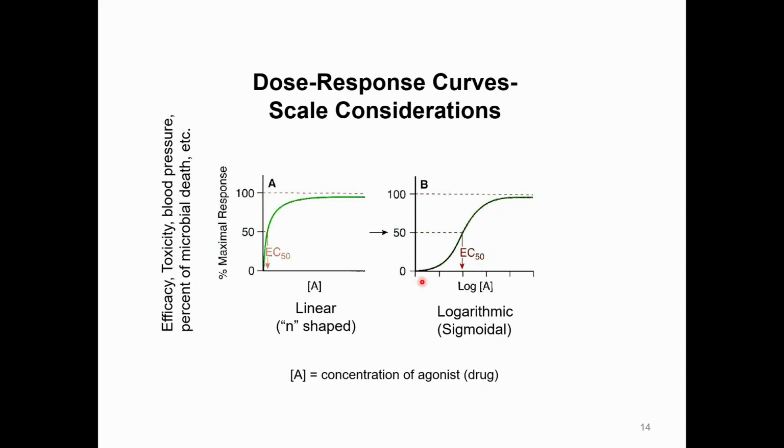So, the efficacy can be anything that you're measuring. It could be how well the drug works, but you could also measure toxicity. You could get specific changes in blood pressure, how much percent microbial death you have in the case of an antibiotic, anything you can measure.